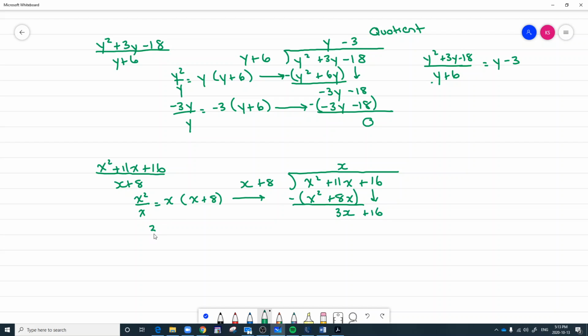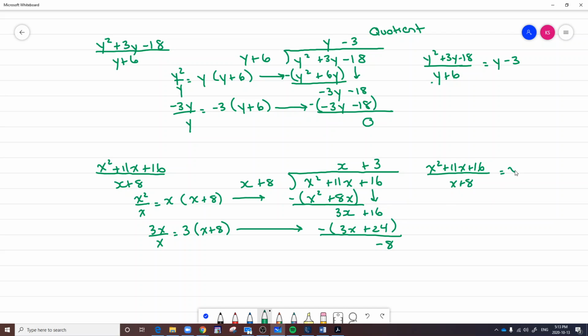Then you repeat. So I'm going to go 3x divided by x gives me 3. I'm not going to forget to write it up here. I'm going to multiply that by my divisor, and I get 3x plus 24. And then I'm going to subtract. So I get 3x minus 3x is gone, and I get 16 minus 24 is negative 8. So I didn't get a remainder of 0, and all that means is that when I divided x squared plus 11x plus 16 by x plus 8, I got x plus 3, but I had a remainder of negative 8 that still needed to get divided by x plus 8.